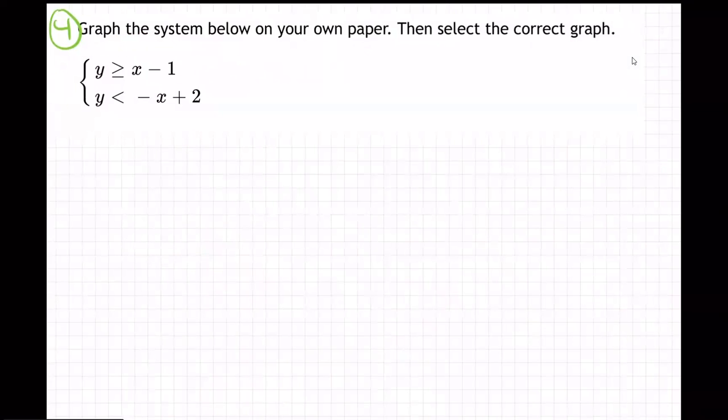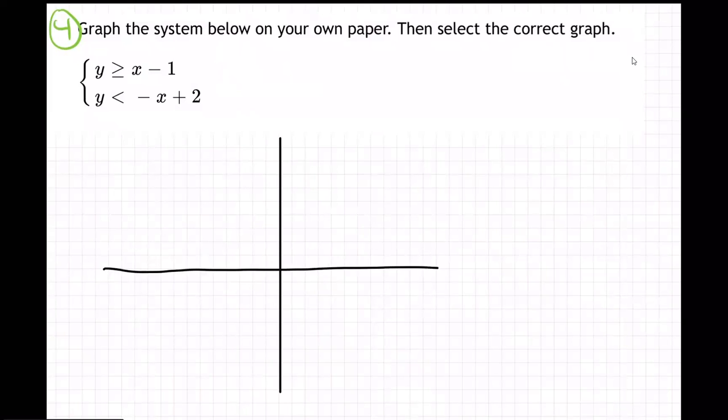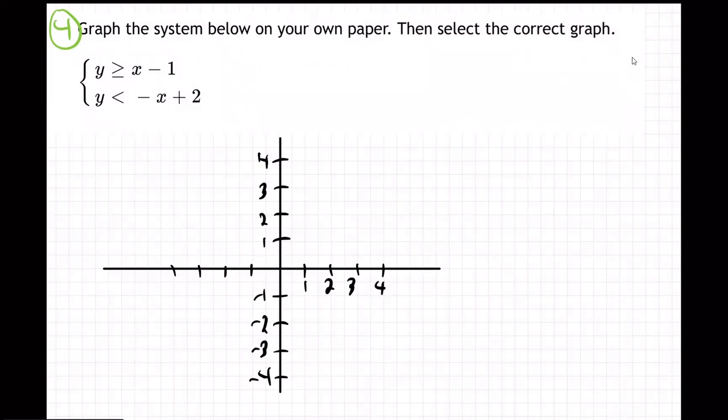So, all right, what I'm going to do is make a little graph system here. My own paper, my own little dot paper. We'll figure it out. Okay, so I got my graph paper set up.